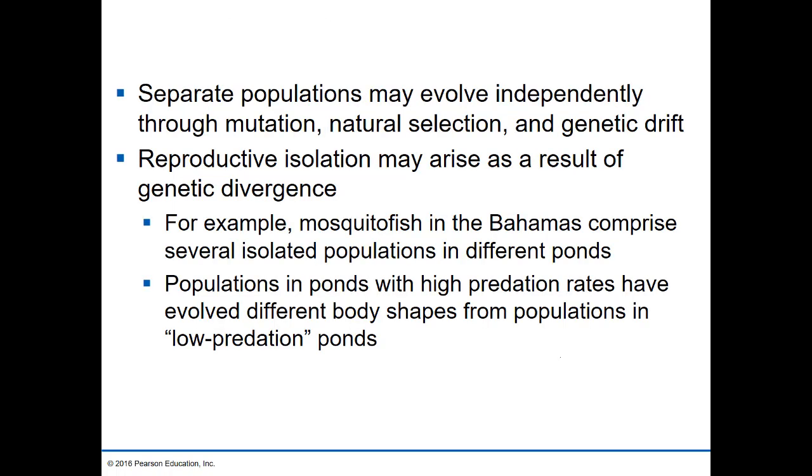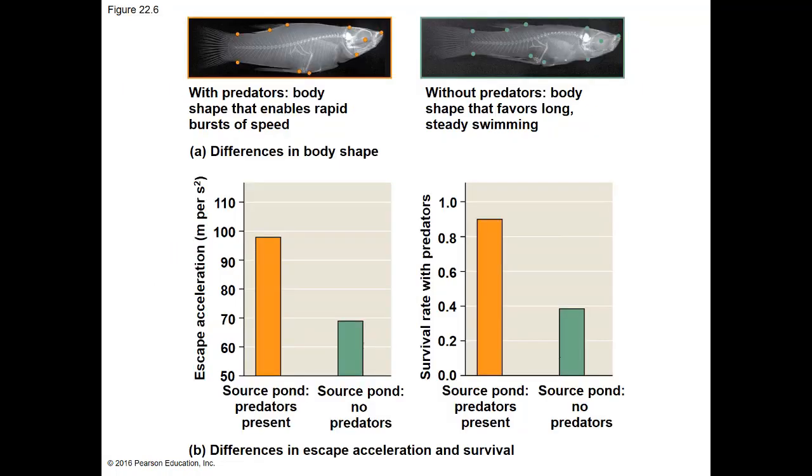Separate populations may evolve independently through mutation, natural selection, and genetic drift. Reproductive isolation might arise as a result of genetic divergence. For example, with the mosquito fish in the Bahamas, there are different isolated populations in different ponds. In ponds where predation rates are really high, these fish have evolved different body shapes than in the low predation ponds, so they're able to get away from predators. That would be an example of natural selection acting on separate populations, making them become two different species over time.